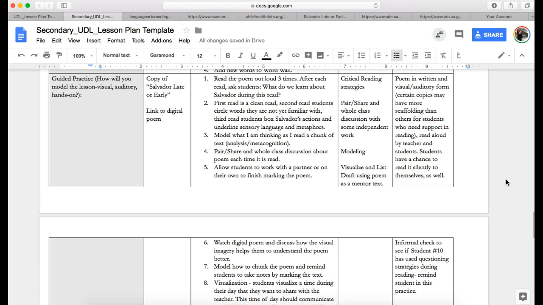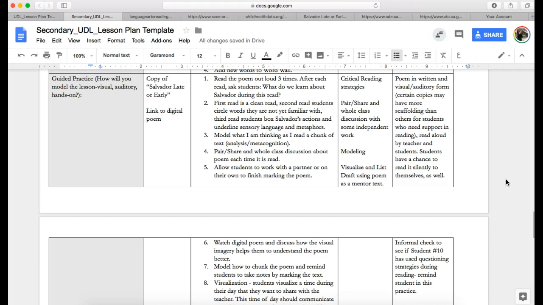We're just going to read it out loud and then ask the question, what do we learn about Salvador during this read? We'll read out loud a second time, and during that particular read, students will circle words that they're not yet familiar with. Again, we'll ask the question, what do we learn about Salvador during this read? And hopefully students' understanding of who Salvador is and his actions will increase. Then we'll do a third read where we will box Salvador's actions and underline any sensory language and metaphors.